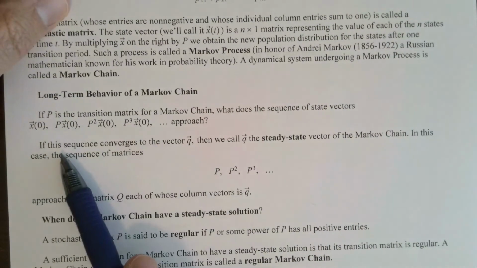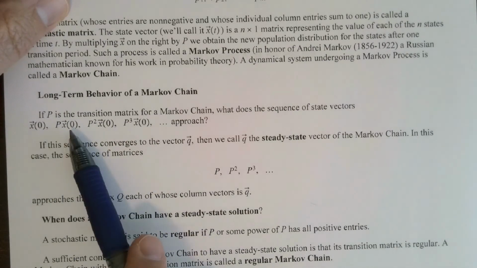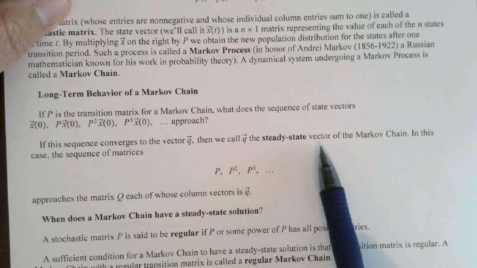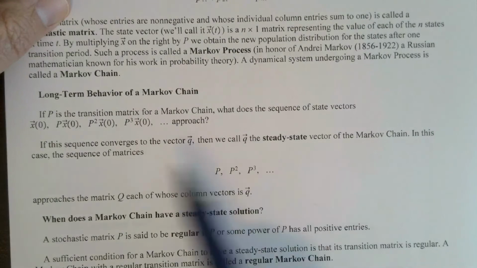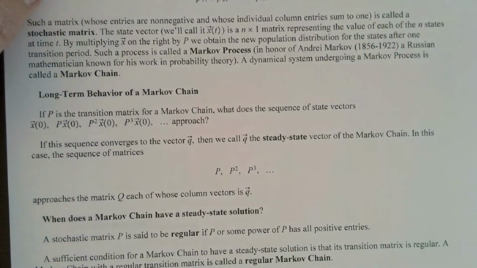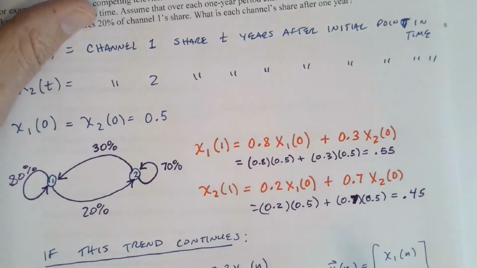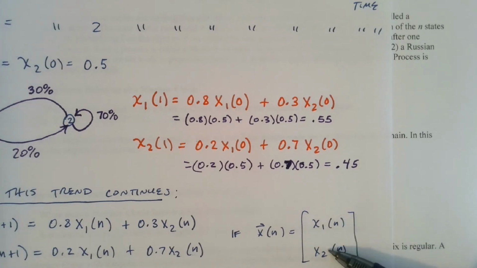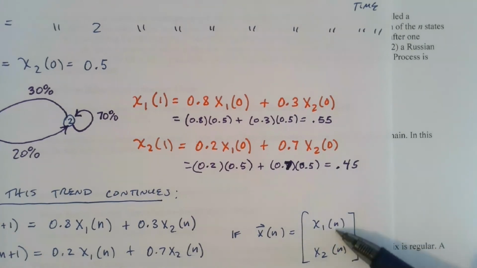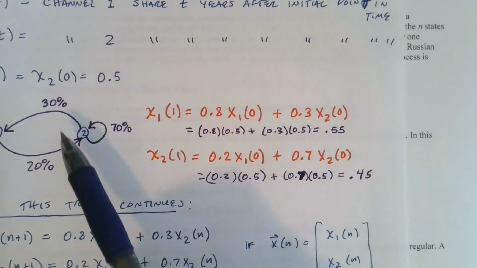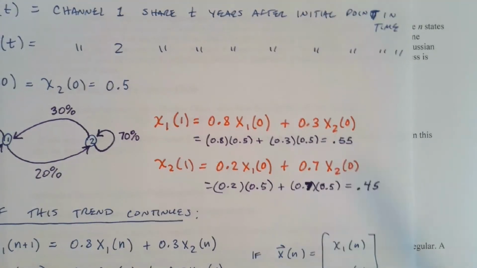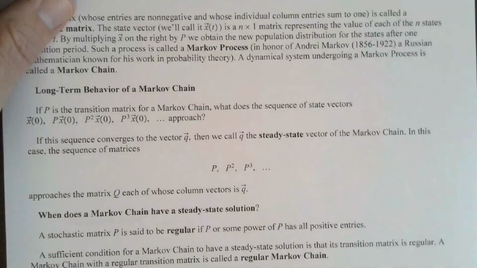What does this approach? Well, if this sequence of vectors converges to, say, a vector q, we call q the steady state vector of the Markov chain. So in other words, going back to our problem, over time, will the percentage share for channel 1 and channel 2 become constant, in equilibrium, so that each year from there on out the same percentage are watching each channel, even though we still have 30% swapping from 2 to 1 and 20% from 1 to 2? Do we have a steady state solution over time?